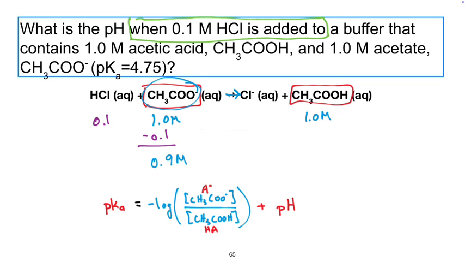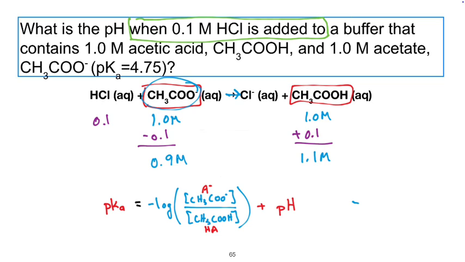Instead of decreasing, we're going to increase because our product concentration has to account for that differential. So it's going to go up by 0.1, which means my initial concentration of acetic acid is 1.1 molar. The addition of a strong acid is not an equilibrium reaction. It's going to change the concentrations of those starting conditions.